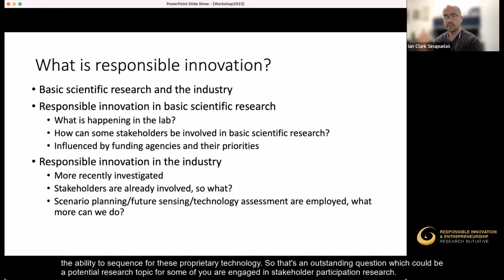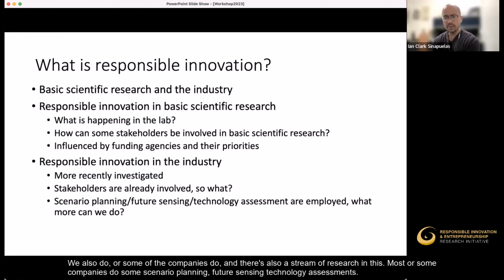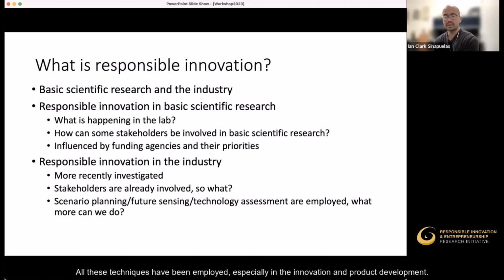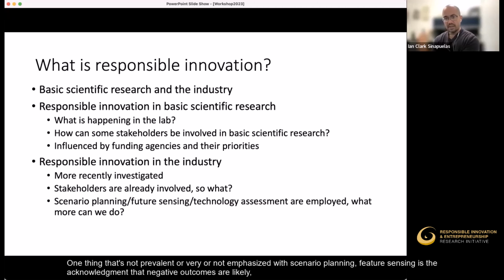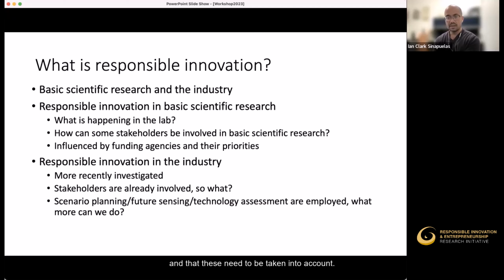We also do, or some of the companies do, and there's also a stream of research in this, some scenario planning, future sensing, and technology assessments. All these techniques have been employed, especially in innovation and product development. What more can be done, if that's part of responsible innovation? One thing that's not prevalent or not emphasized with scenario planning and future sensing is the acknowledgement that negative outcomes are likely and that these need to be taken into account.